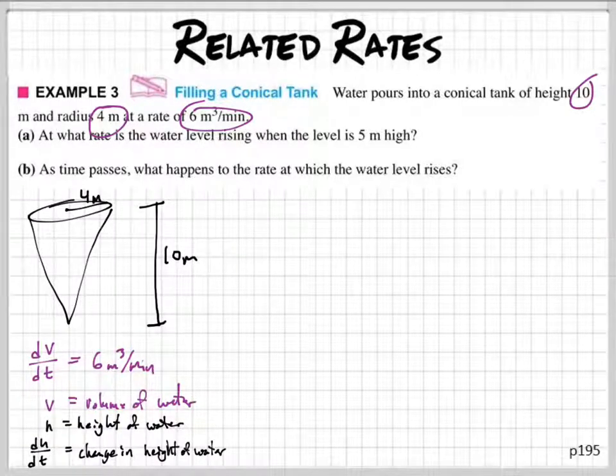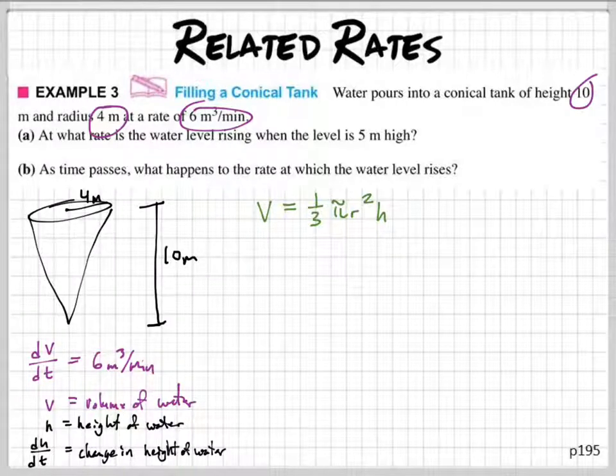Okay, so now I need a formula. I need an equation that relates the V and the H. The volume of a cone. If you take out the formula charts that I give you, there's an algebra formula chart, and at the very bottom of it, it gives you geometry formulas as well. So our relating equation is the volume of a cone, which is 1/3 pi r squared times the h, the height.